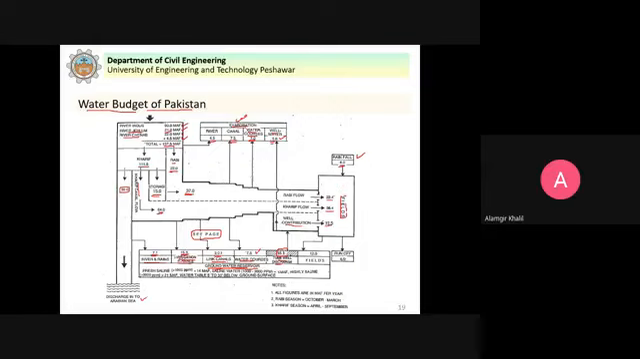And because not all of the water is used by the crops, as we discussed, in Pakistan we are using very conventional methods of water application that we will discuss in today's lecture. So the runoff that is drained from the field is estimated at 6 million acre feet. So this is the water budget of Pakistan.